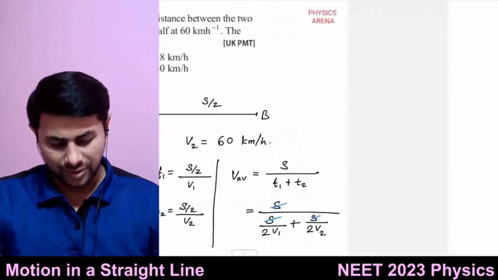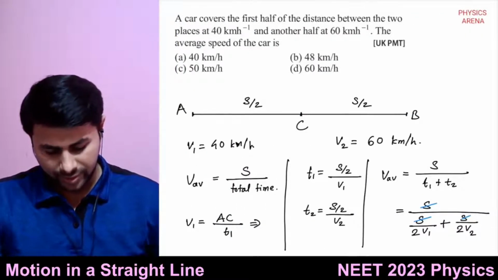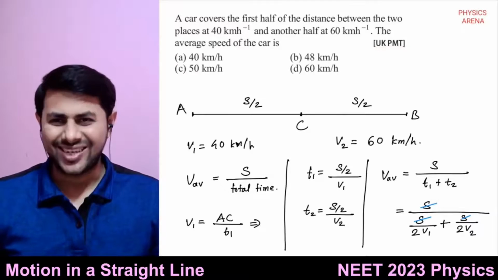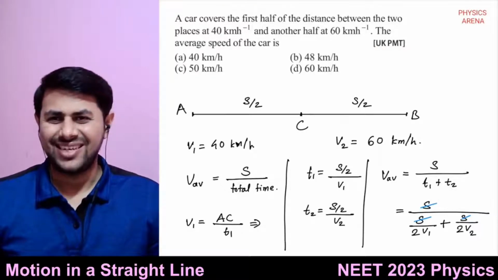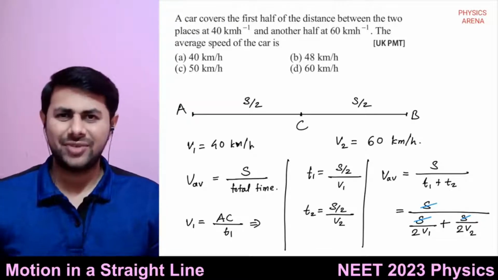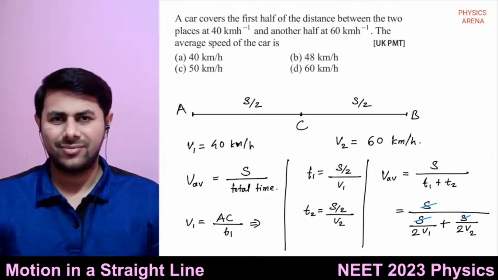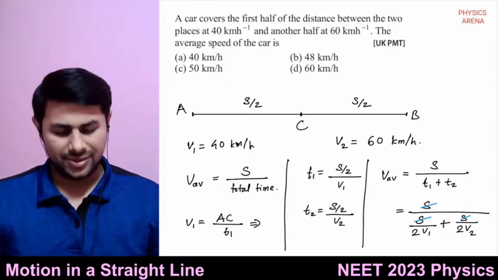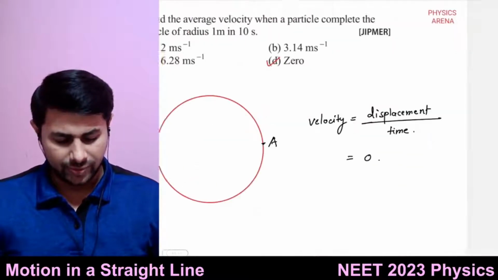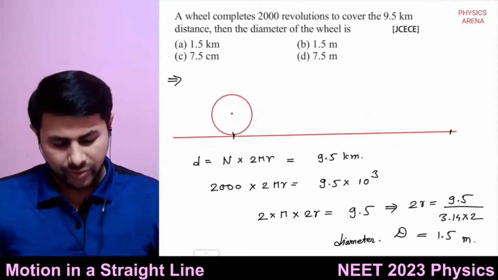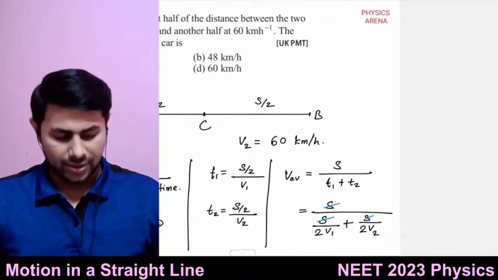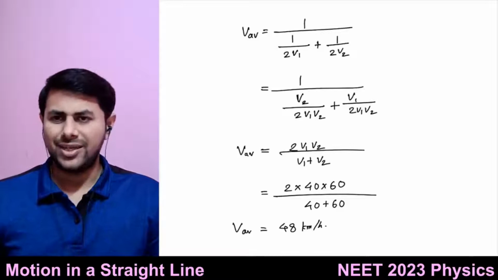Yes, sir. Okay, and this is from UK PMT. What is UK? United Kingdom? Uttarakhand. Right? This is the toughness of the question that you will get in the NEET exam. This is the level of the question. The first 3 questions that we saw were very simple, so this is the kind of question you can expect in the NEET exam. It will take a lot of time, right?